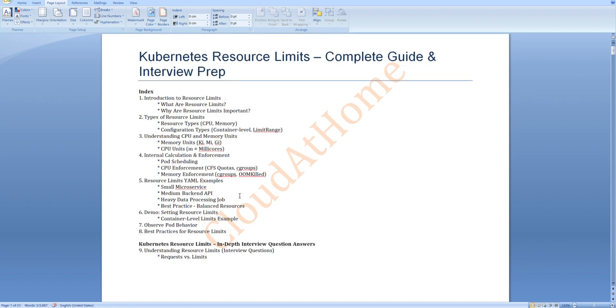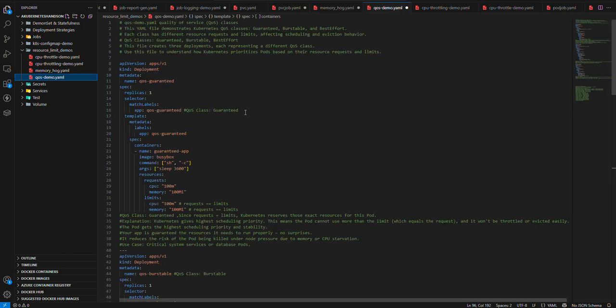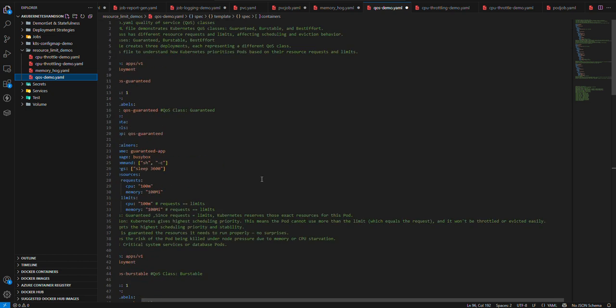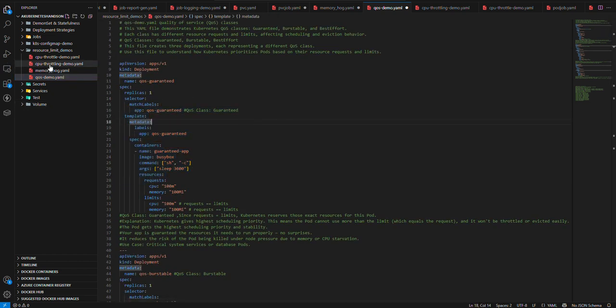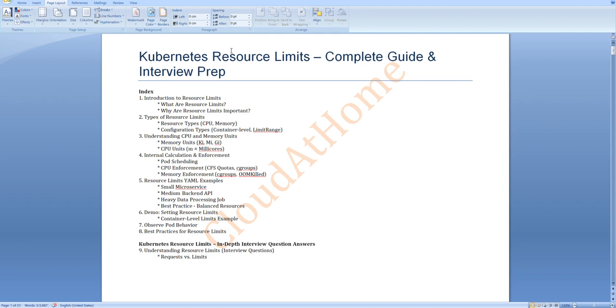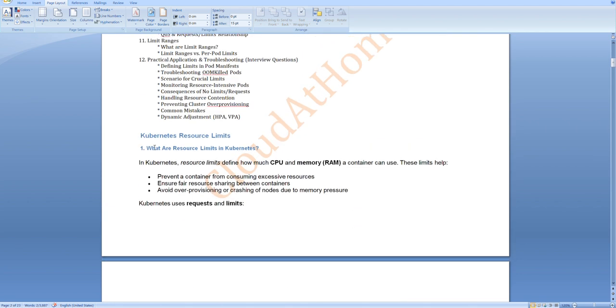First we will go through the theory and then we will do everything in the demo as well. For that I have already written my three files here. This one is for CPU utilization, this is memory, and this is for quality of service. I will explain everything in detail. After completing this video you will be very comfortable with the resource limits of Kubernetes. So let's get started.